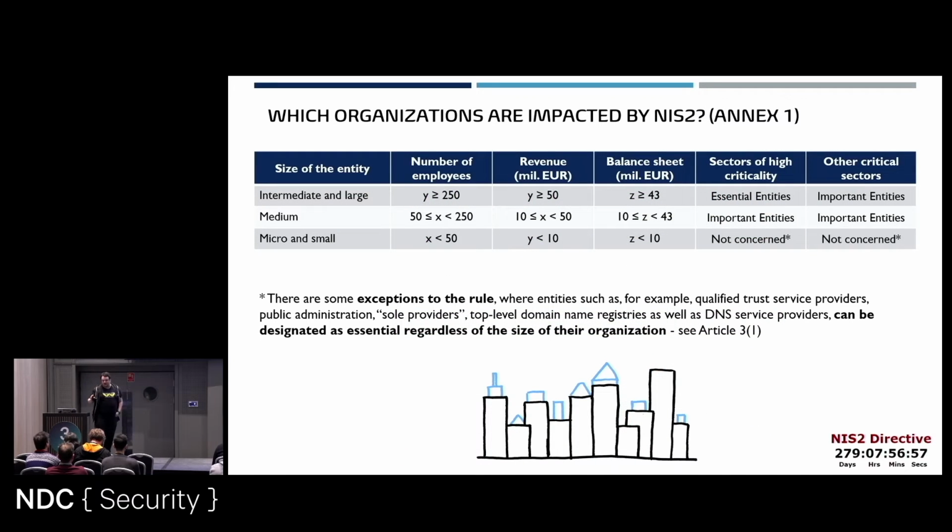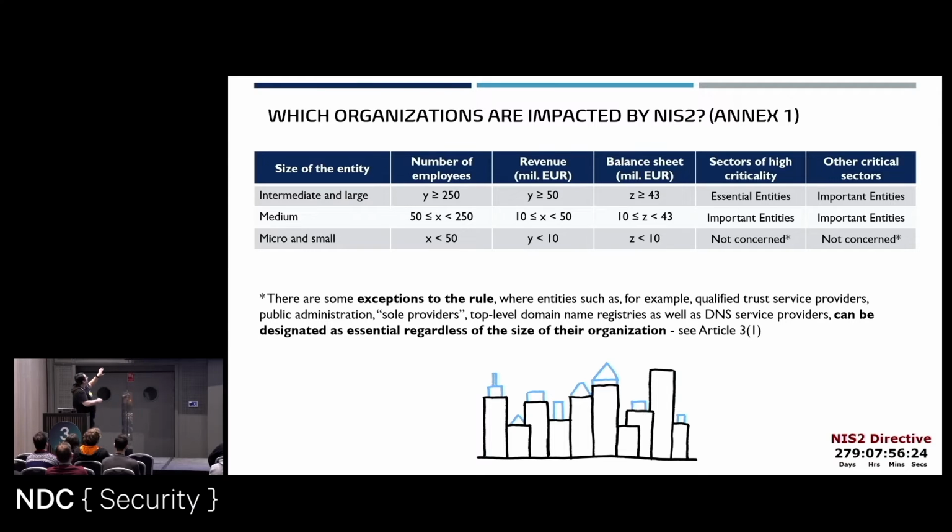All right, so how do we figure out if we are impacted? Which organizations are the ones that are impacted? So they have certain criteria, which is one, the size of the entity, the number of employees, and they look either at the revenue or the balance sheet. And you don't need to have both of these match. So both over 250 employees and over 50 million euros in revenue. It's either or, and that puts you there.